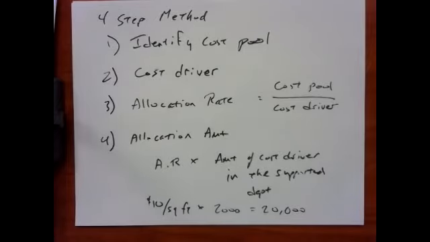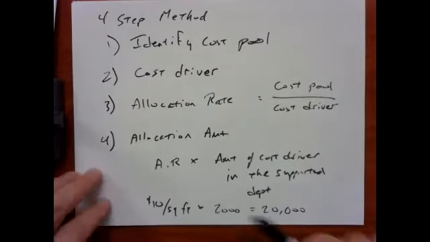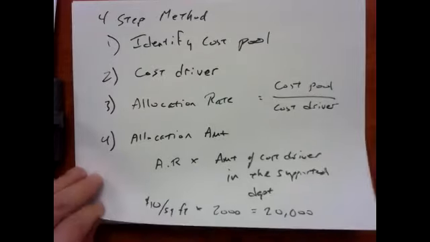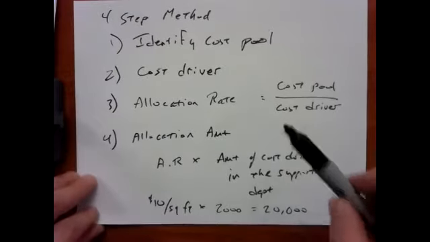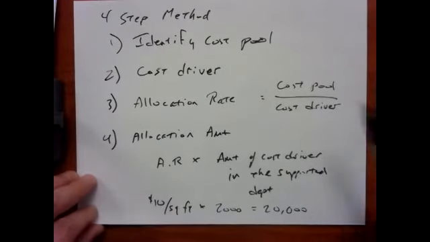And then this is department A. If department B has 3,000 square feet, then department B would get 3,000 times 10, right? Until we had allocated all of the housekeeping costs. So that's just a review of what we talked about last time.